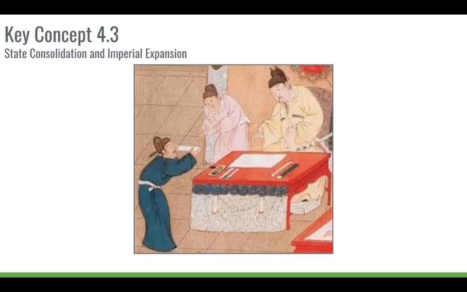Now, rulers also used tribute collection and tax farming to generate revenue for territorial expansion. Excuse me, I lost my place here. Let's back up a little bit.